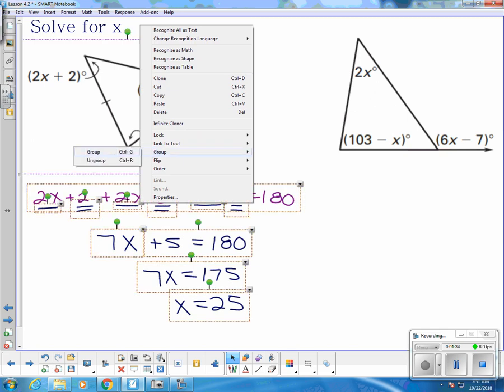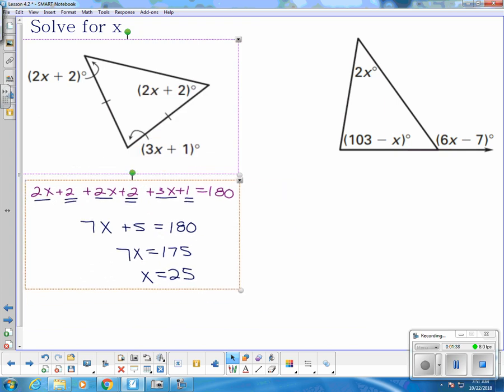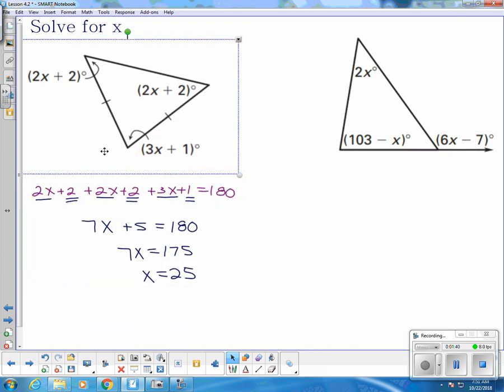Now, after you get your answer, we can plug those x values in and find out what kind of triangle we have. Can you tell by the markings already that it's an isosceles triangle? You have this mark here and this mark here, so I know it's isosceles by sides. I'm going to plug my 25 in. That's 50 plus 2 is 52, and this angle would also be 52 in there.